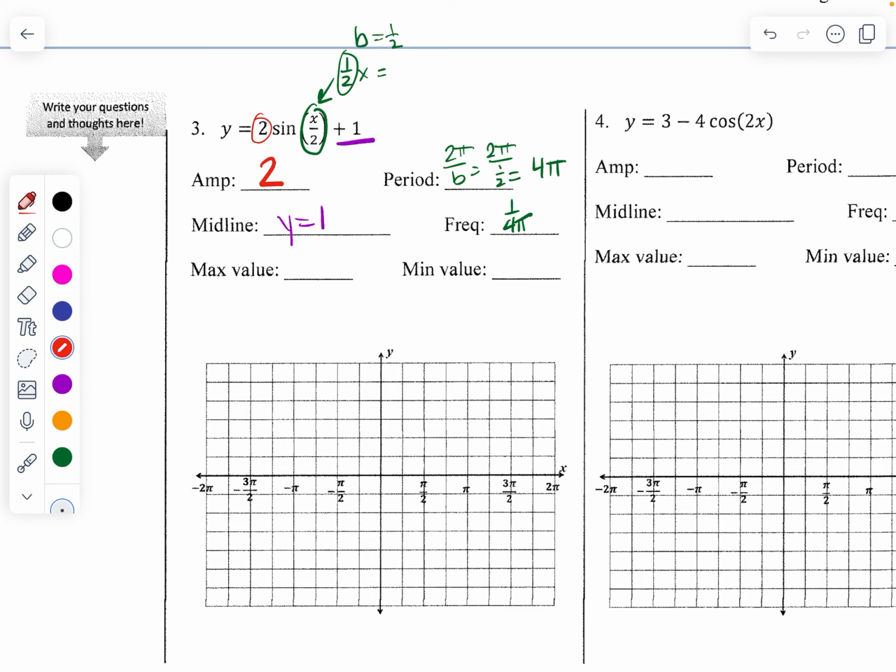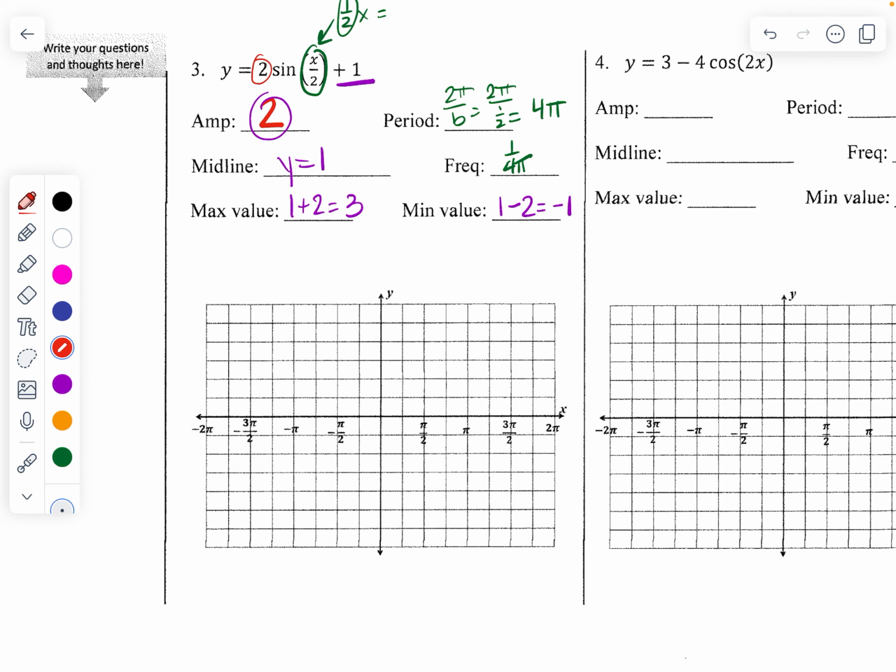Now keep in mind the maximum value is going to be your midline plus the amplitude, which is 3. And then your minimum value is going to be your midline minus your amplitude. So it's going to be -1. So let's sketch out what this is going to look like here.